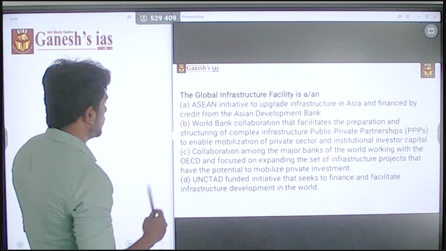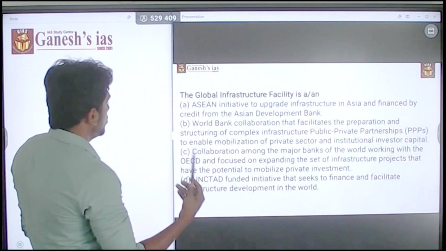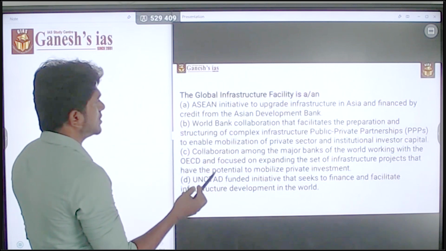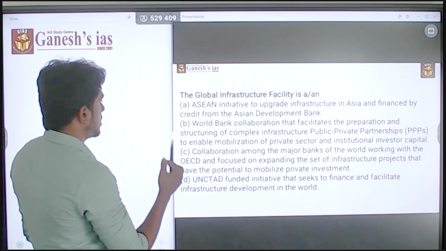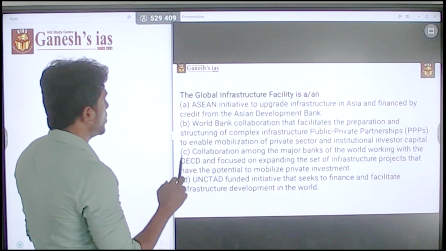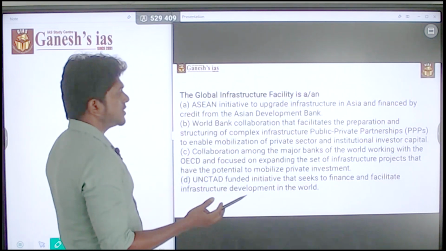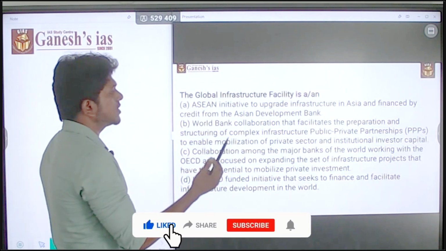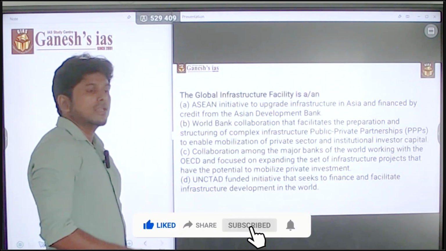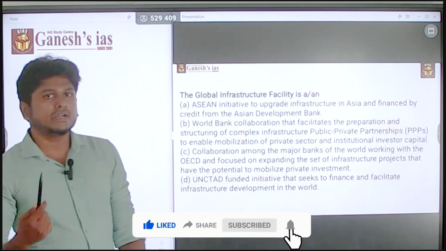So is it the Asian initiative? Wrong. Is it the initiative of the OECD? Wrong. Is it the initiative of the UNSAT? It is also wrong. So the answer is the World Bank collaboration that facilitates the preparation and structuring of complex infrastructure public-private partnerships to enable the mobilization of private sector and institutional investor capital. That is the right thing. So the answer is B.